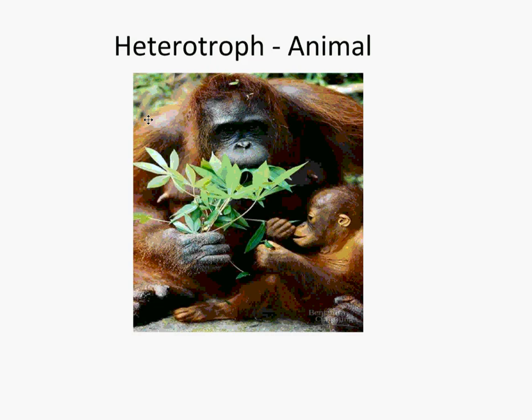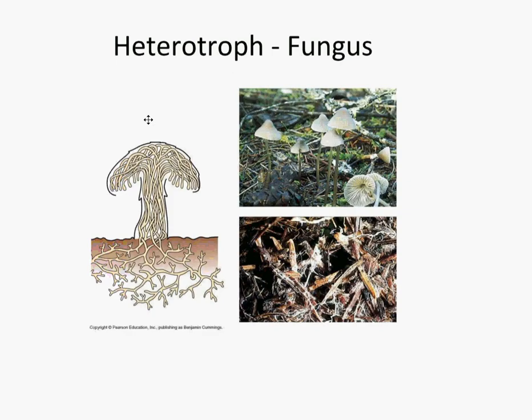Heterotrophs are organisms that cannot do this. They depend on other organisms for their energy. They have to consume other organisms in some way, like these orangutans eating the leaves. They're eating those leaves for energy, whereas the leaves can make their own food. Fungi are another example of heterotrophs. Sometimes they are confused as autotrophs. They do not make their own food, but they break down dead organisms in order to get energy.